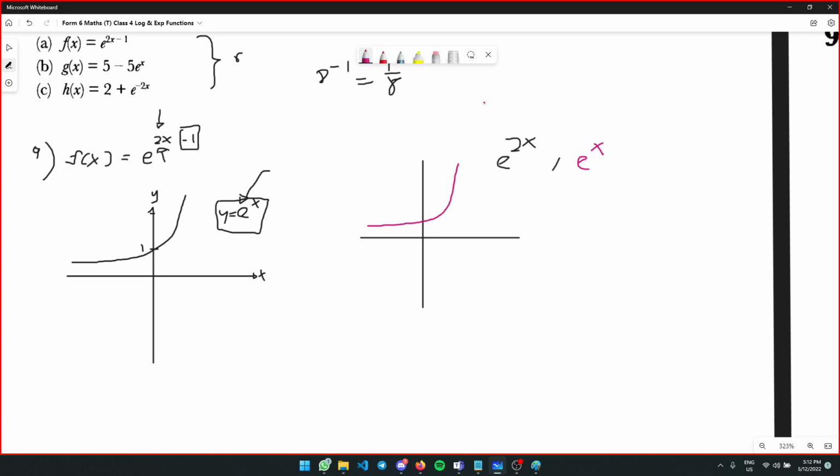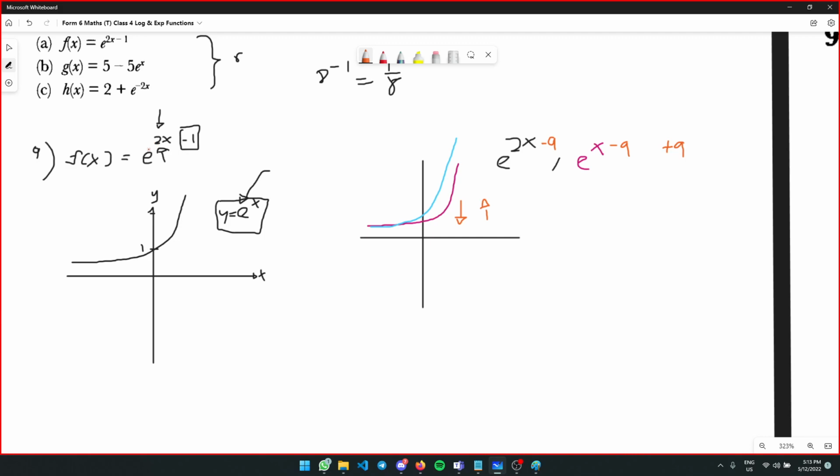So e to the power of 2x will look even higher. You just go higher, okay? The gradient will be higher. So what does this back part do? This back part here, let's say minus a, or plus a, changes how high and how low it can go. If it's minus one, usually we lower it. If it's a plus one, we increase it. So it will be something more like this.